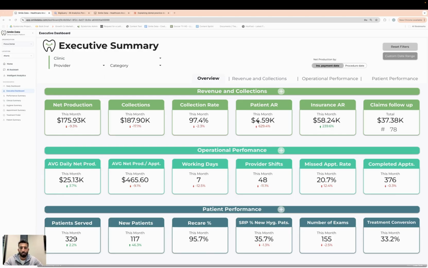You can see over here the reason these numbers are dropping is because the patient AR is actually increasing. This means a lot of money is owed by the patients. Then we also have insurance money. This is also sitting at 58.24K. Then we have claims follow-up money that's actually sitting at 37K. Then there's this section showcasing the operational performance.